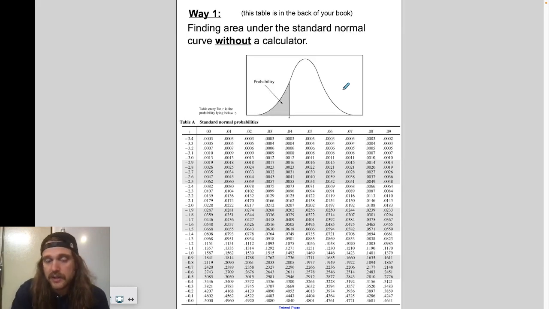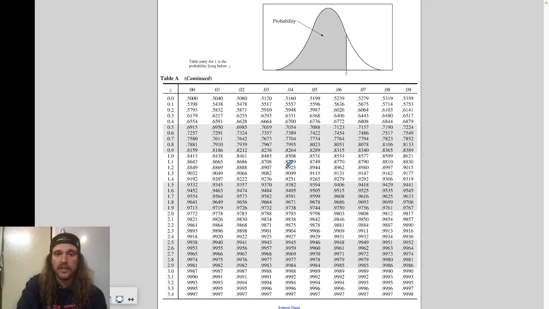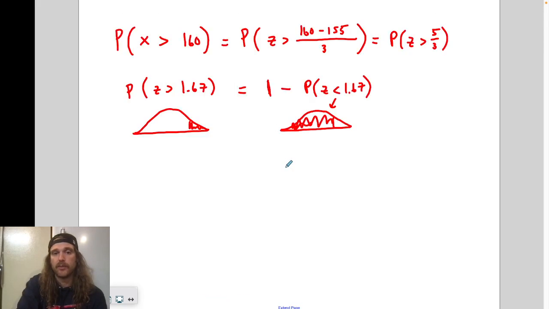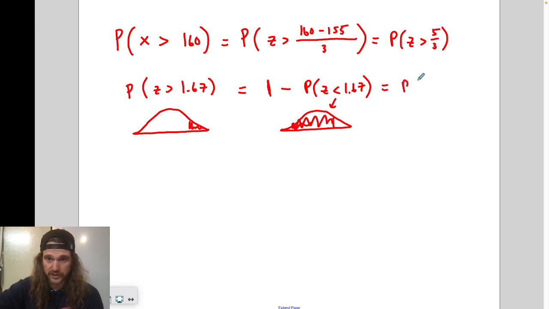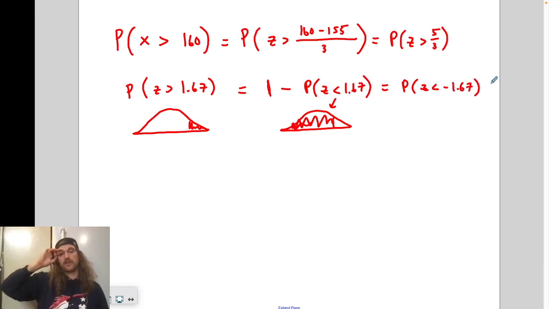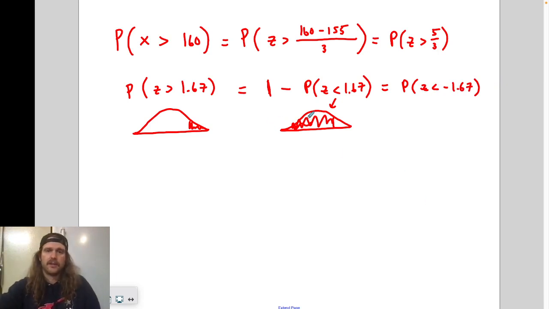Okay. There is an argument you can make. You can say, Mr. Slagle, since this distribution is symmetric, can't I just look to the left of negative 1.67? Yeah, you can. Totally acceptable way to do the problem. So you can either do this 1 minus trick, or you can just look to the negative version of this. You could also say, well, Mr. Slagle, this is equal to the probability that z is less than negative 1.67 because this distribution is symmetric. So we'll do it both ways. Either way should be pretty close. So I'll do this way first.